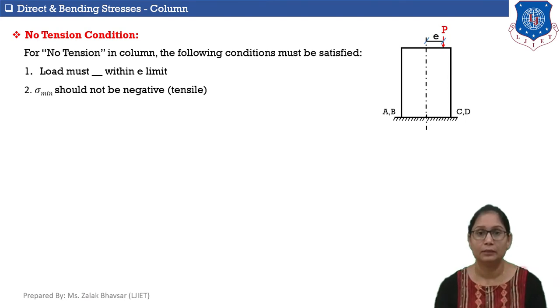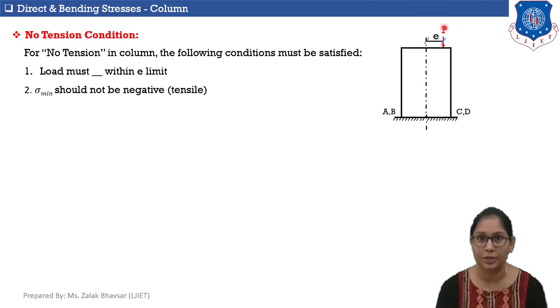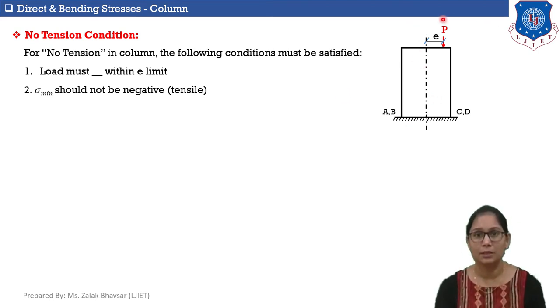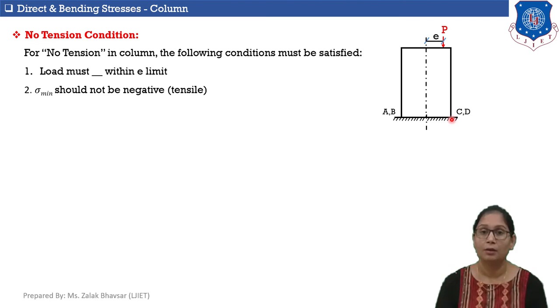Here, the given column section is subjected to eccentric load P and eccentricity is small e. Now what is eccentricity? Eccentricity is the distance between the line of action of this load and the axis of the member. Because of this eccentric load, face CD of this column section will be subjected to maximum stress, which is equal to sigma 0 plus sigma b, which we discussed in the previous session.